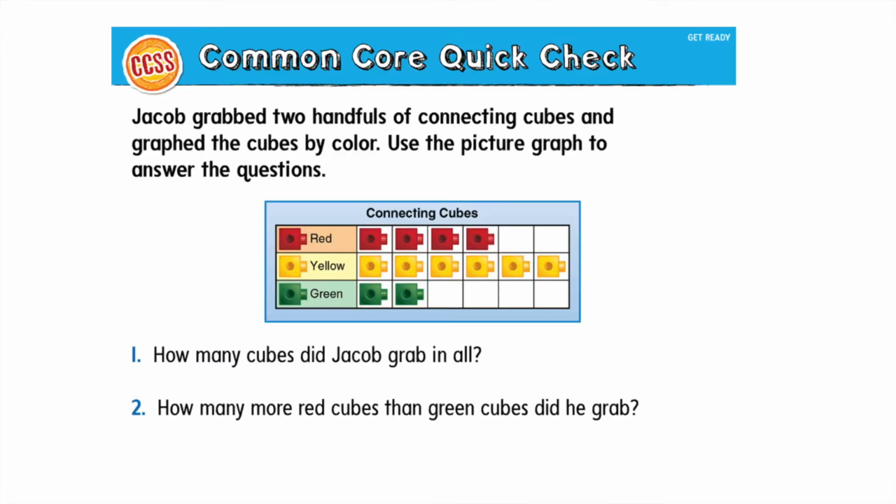All right, boys and girls, let's start with this quick check. It says, Jacob grabbed 2 handfuls of connecting cubes and graphed the cubes by color. Use the picture graph to answer the questions. So he has red cubes, yellow cubes, and green cubes. Our first question is, how many cubes did Jacob grab in all?